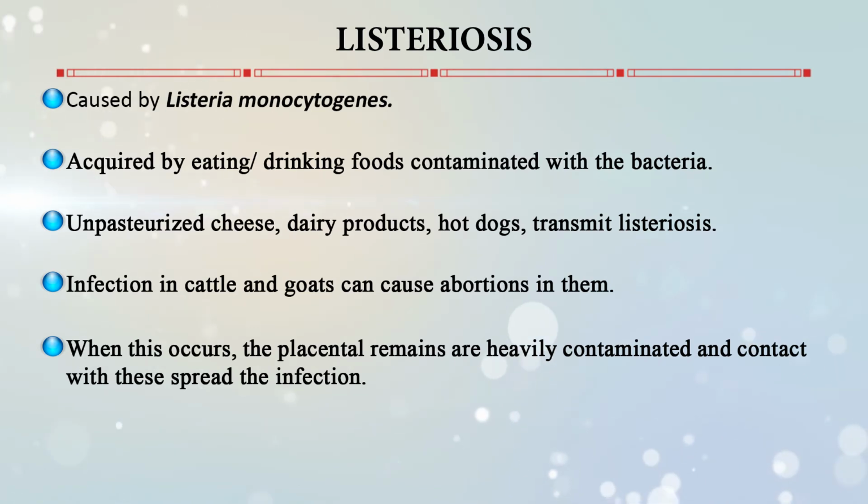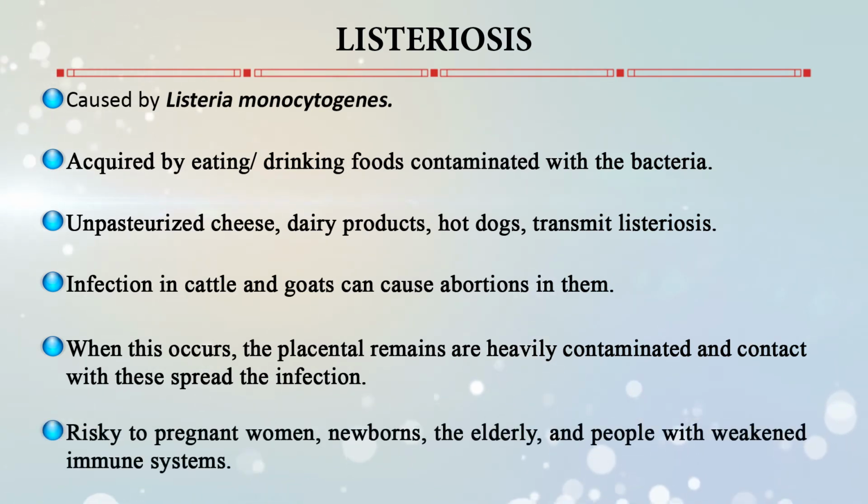and contact with those reproductive tissues can also transmit the disease and infection. This is specifically risky to pregnant women, newborns, the elderly and people with a weakened immune system. That is why it is always good to go for pasteurized products, pasteurized milk, pasteurized cheese and dairy products.